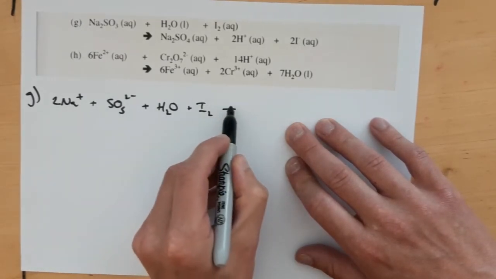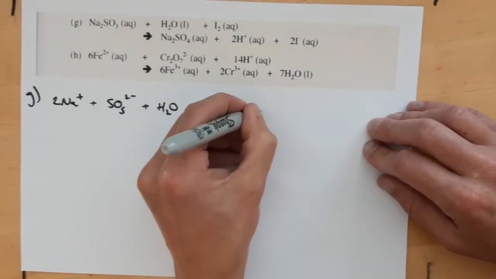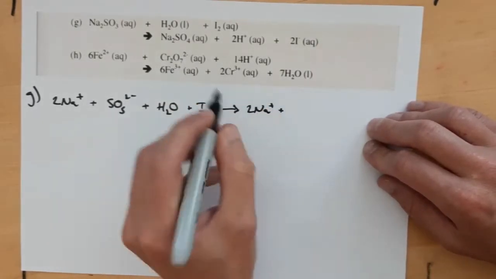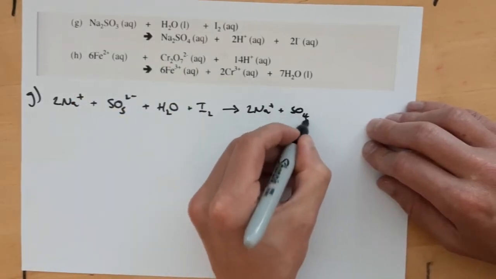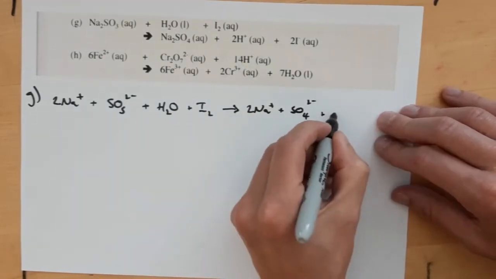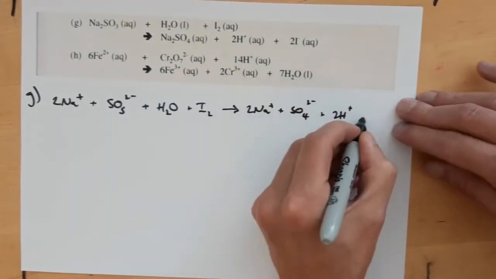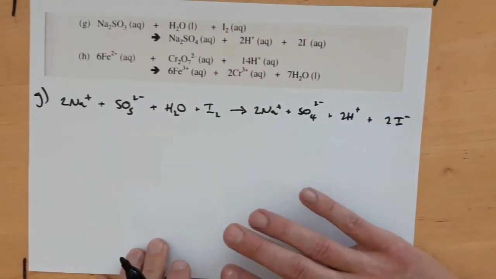Let's see what happens next. So this goes to Na2, so again we've got the 2Na+. And this time it's changed. It's not SO3, it's now the sulfate ion, SO4 2-. And we have some H+. And now we've got some 2I-. So quite a lot has changed here.